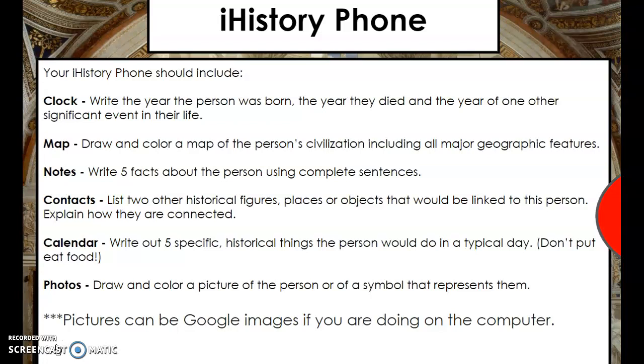Photos: draw and color a picture of the person or a symbol that represents them. Pictures can be Google Images if you are doing this on the computer. Remember, you're doing this for all 5 of your chosen famous Greeks if you choose this option.